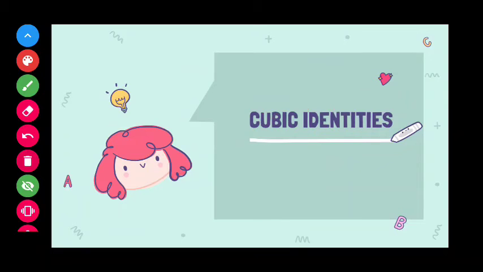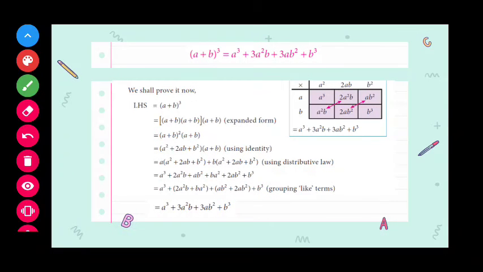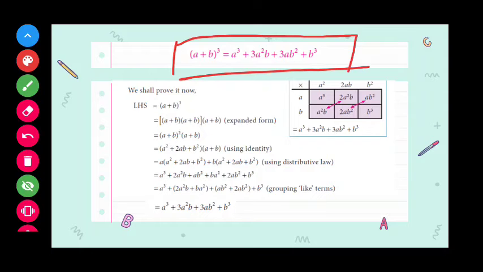So let's get into today's class. The first identity we'll be seeing is a plus b whole cube is equal to a cube plus 3a square b plus 3ab square plus b cube.